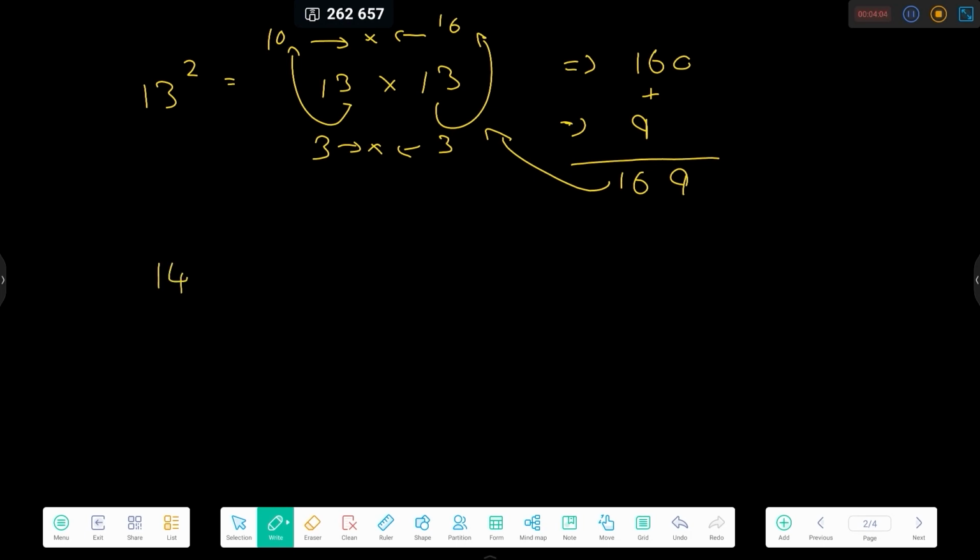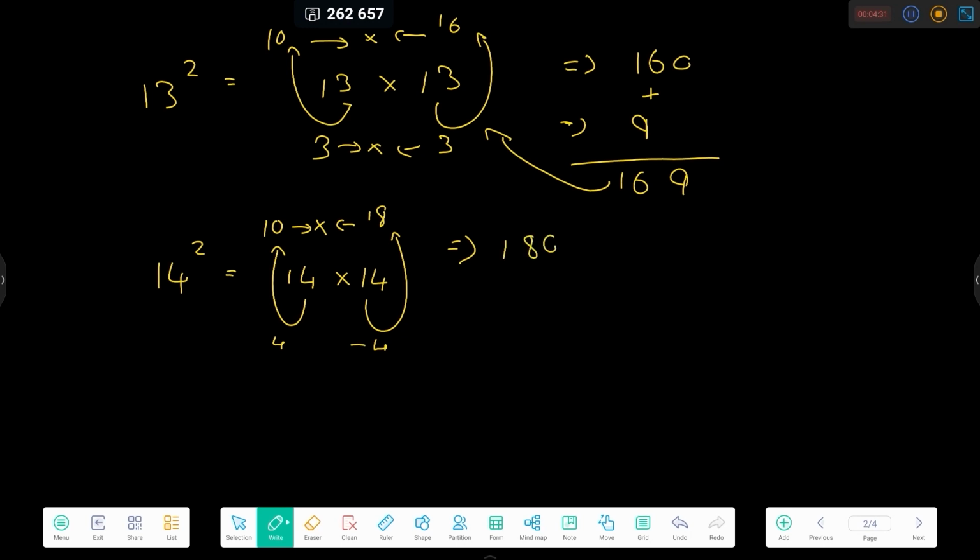14 square is the same as 14 into 14. Closest number is 10. So 4. Again, we add 4 here, making it 18. Multiply these two numbers to give us 180, and these two numbers to give us 16. Add these two numbers to get our product 196, which is the product of 14 square.